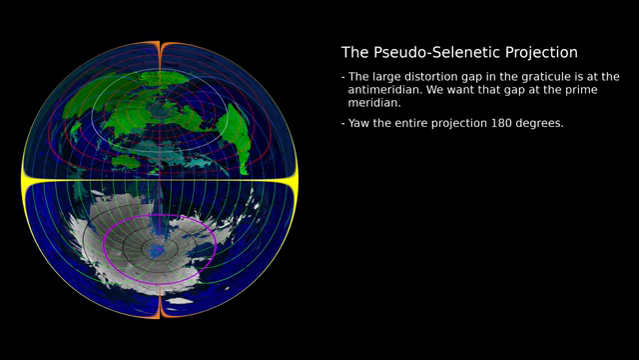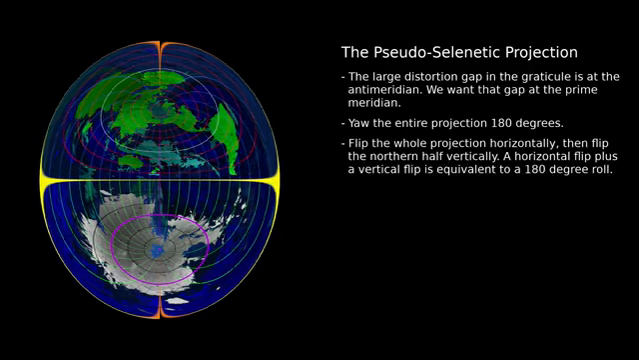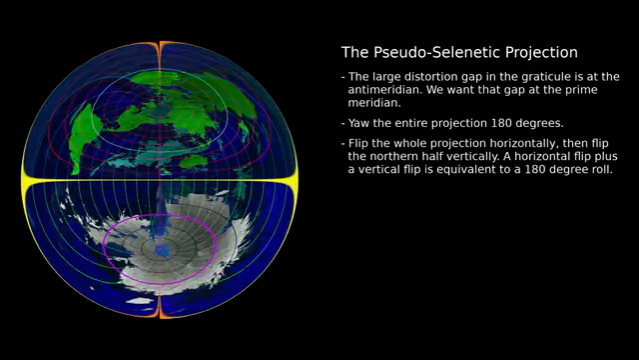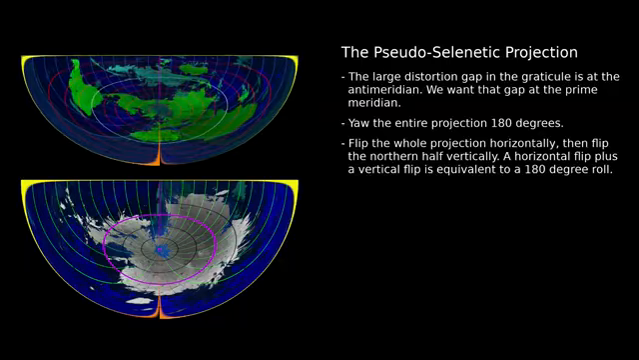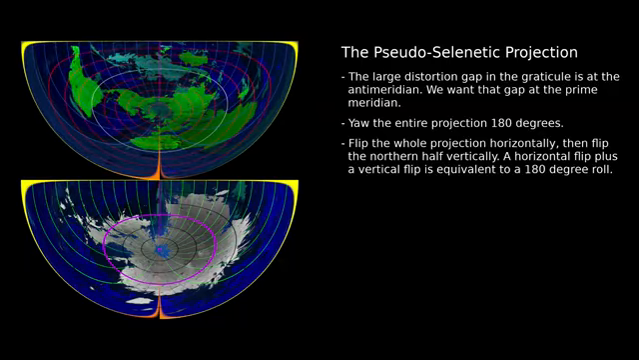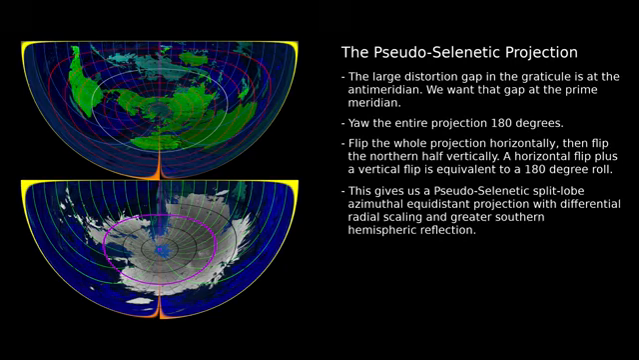Next, to match the selenetic orientation, we have to invert the southern half and rotate the northern half 180 degrees. We'll achieve this by flipping the whole projection horizontally, then flipping the northern half vertically. This gives us the pseudo-selenetic split-lobe azimuthal equidistant projection with differential radial scaling and greater southern hemispheric reflection.